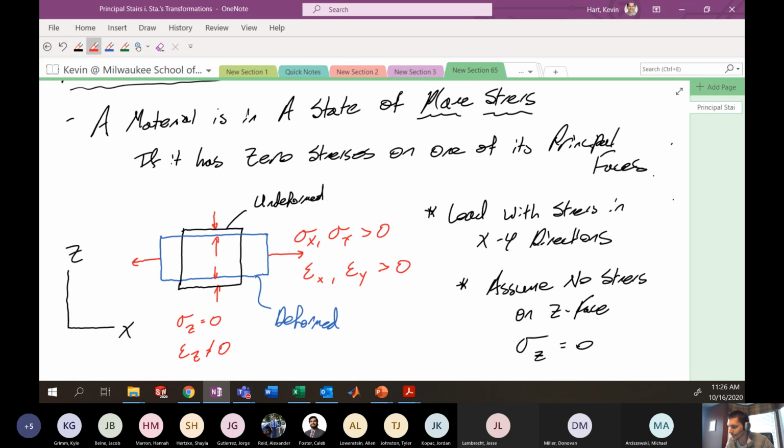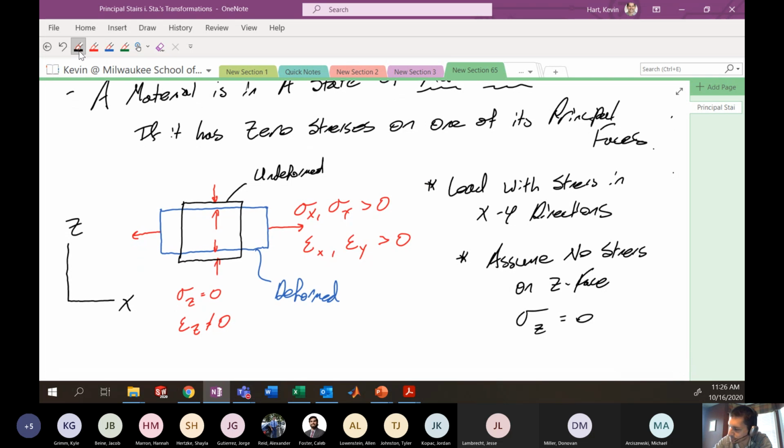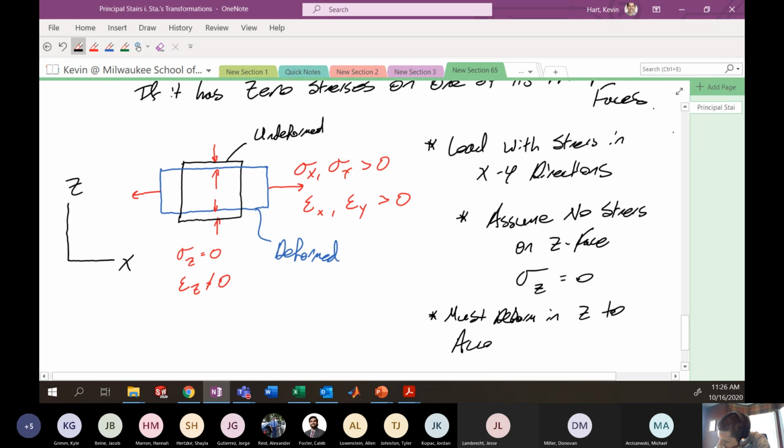direction, but if we don't have any stress in that Z direction, then the material has to sort of squish itself in that Z direction or compensate by Poisson effect. So it must deform in Z to accommodate stresses in X and Y.